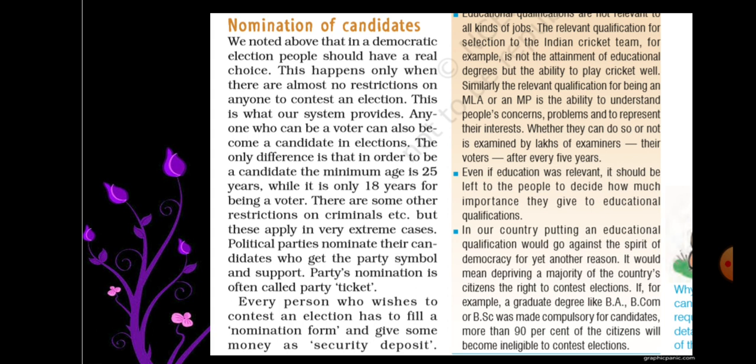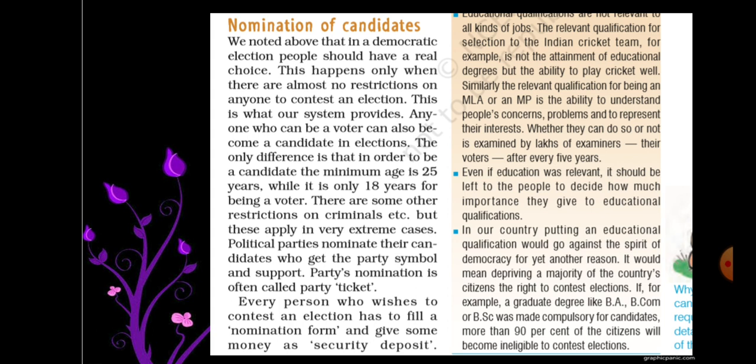Every person who wishes to contest an election has to fill a nomination form and give some money as security deposit. So when a person is going to become a candidate in an election, he has to fill a nomination form and give some money as security deposit.